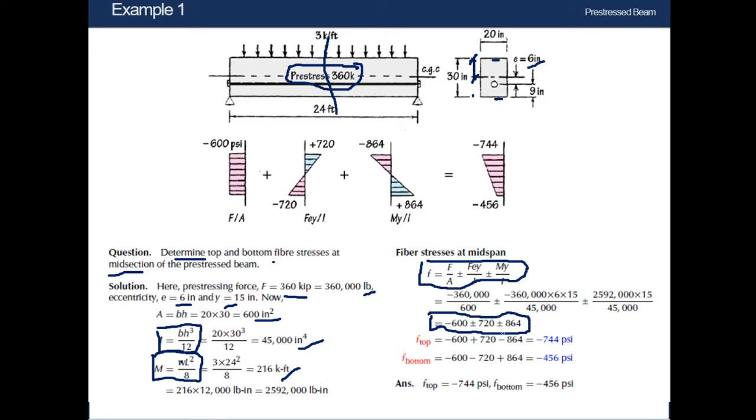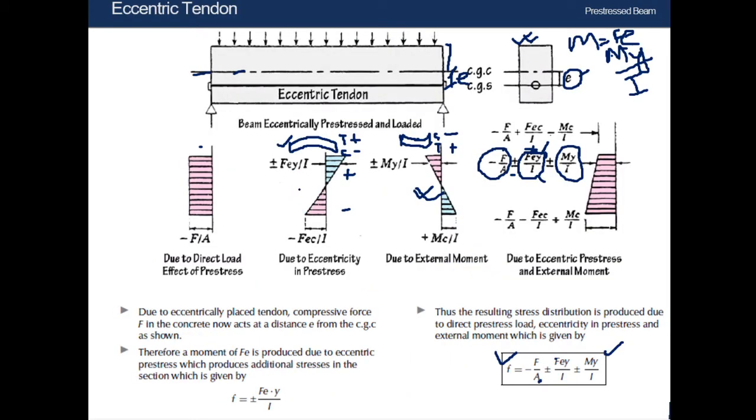Minus 600 plus minus 720 for this term, plus minus 720, and for this term 864 plus minus 864. So now while we are asked to calculate the top fiber stresses, that means we have already known earlier that in case of top fiber, due to eccentric pre-stressing, we can see tension in the top fiber. That means positive stress in the top fiber.